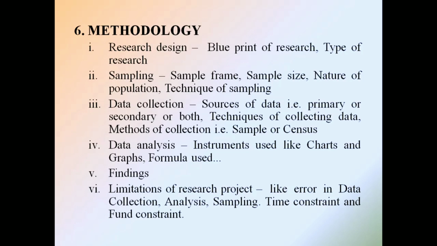Then comes the last step, which is limitations of a research process. No research is free from errors, so every research will be having certain limitations. So you have to write the limitations which you faced while you are doing the particular project. The limitations may be data collection limitation, like you might not get the full data, or error in data collection or data analysis, or while collecting sample there may be some particular error, or it may be time constraint, you might have lesser time to do that particular research, or it may be fund constraint, there may be some monetary constraint. So whatever limitations or difficulties which you faced while doing this research have to be written in this particular step.